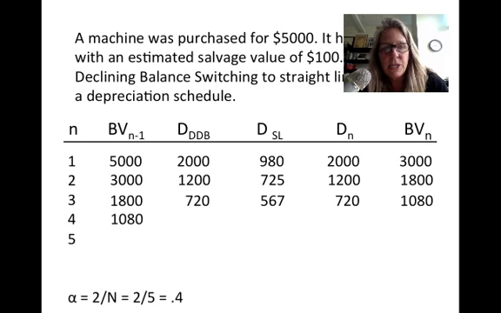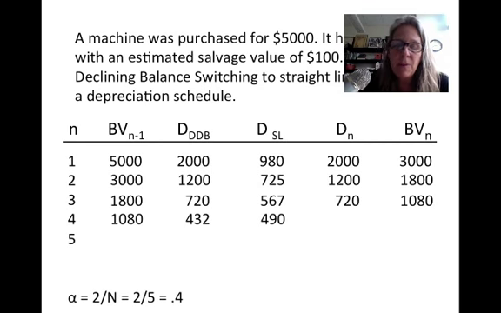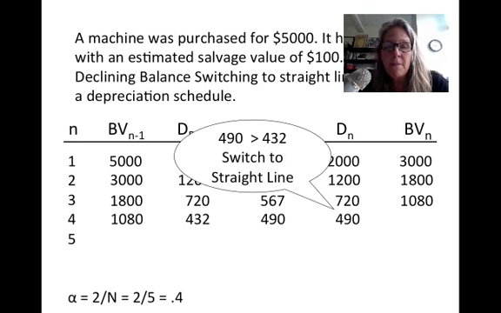Bring that down to the next year, do this calculation again, and in this case, we take the remaining balance and the straight line calculation. In this case, the straight line is bigger, so we choose 490 for that calculation because it's bigger than 432. That means that the remaining book value is 590.